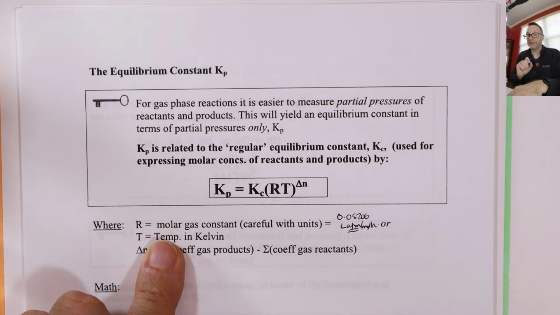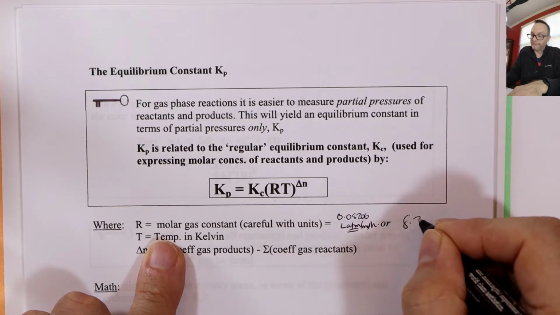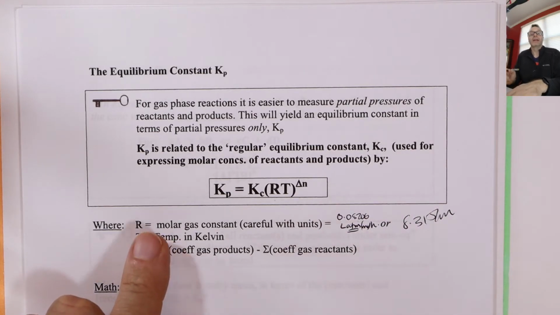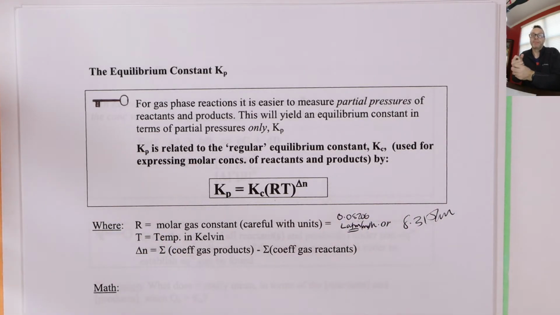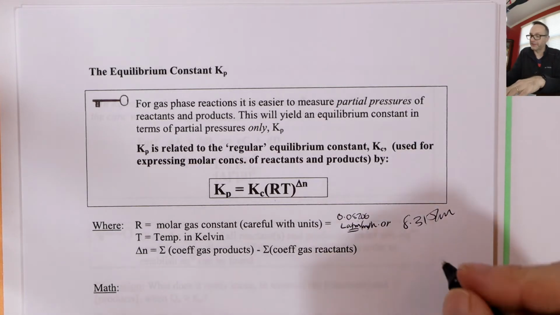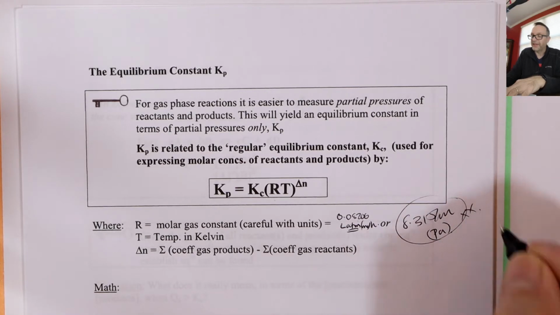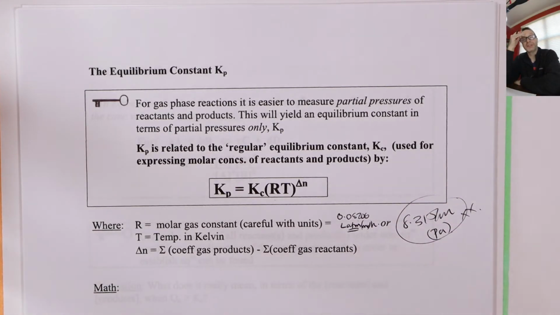And if you do happen to use metric units, 8.31 joules per mole per Kelvin. Remember that one from the Arrhenius work, okay? 8.31 joules per mole per Kelvin. Pressure has to be in newtons per meter squared, which is a pascal. So that's very, very rare. Probably never ever see that. So I guess the take-home message is whenever you work with Kp, use atmospheres as a unit.